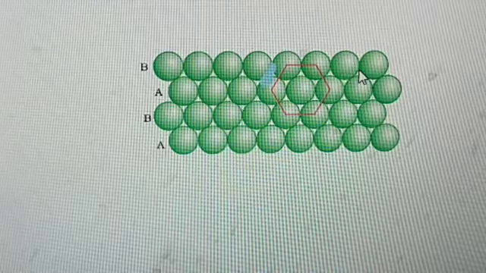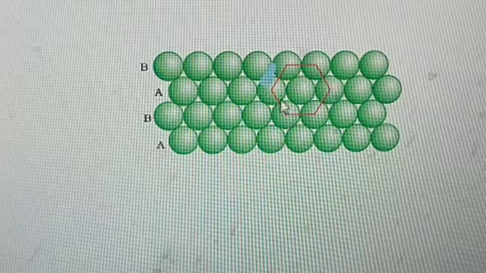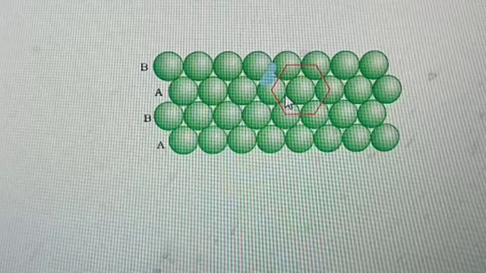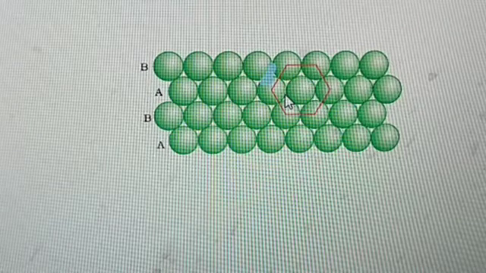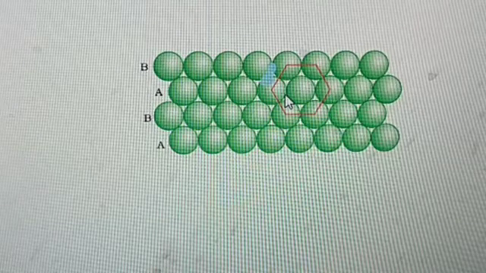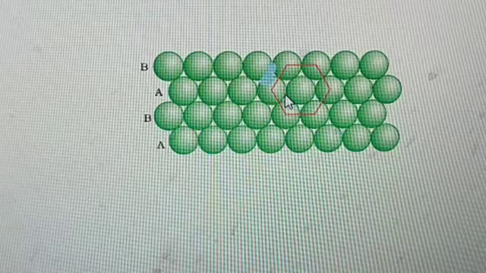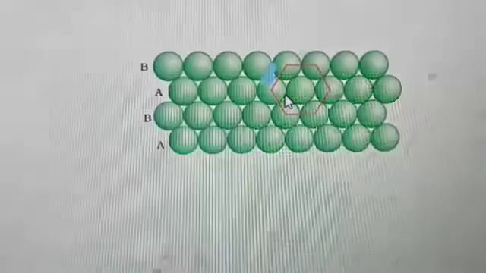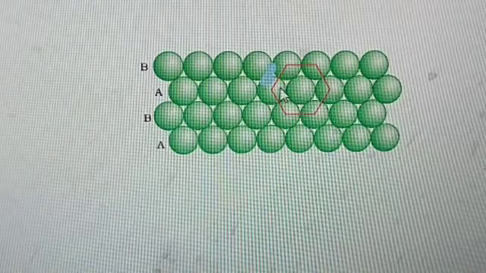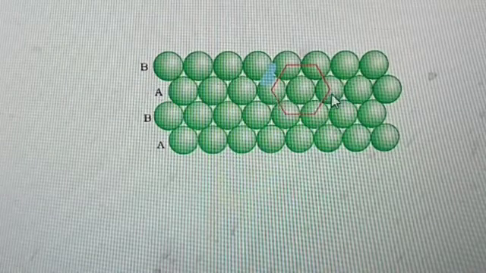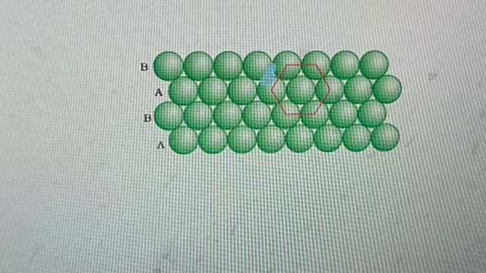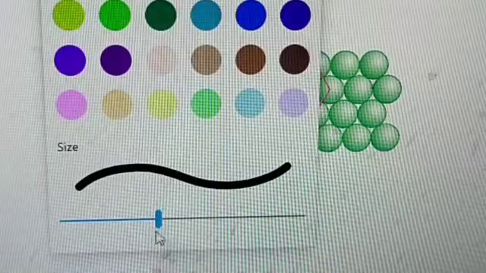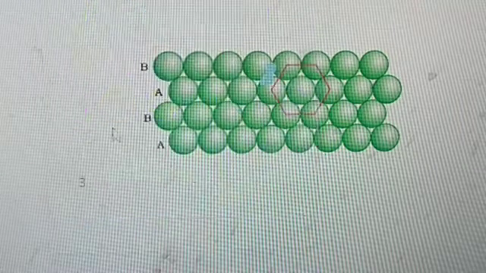Now see here, if we take each atom, it is surrounded by 6 of its neighbors. In the case of the AA type of arrangement, each atom is surrounded by 4 of its neighbors, so the coordination number became 4. But here, in the case of the AB arrangement, see here, this is the particle, no? It is surrounded by 2 from the same layer, 2 from the top layer, and 2 from the bottom layer. So each and every atom is surrounded by 6 of its neighbors.